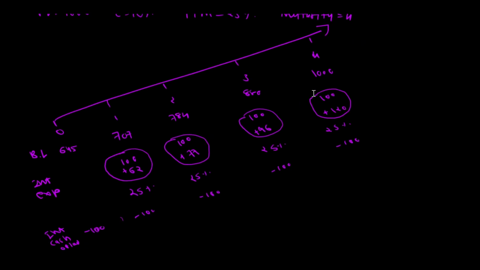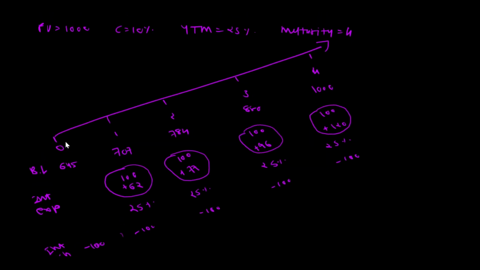So if you want to check here, let's calculate the book liability at the issuance. My face value is 1000, N is 4, IY is 25%, compute present value, you will get 645. Then put N as 3, compute PV, you will get 707, and respectively for the other years also.